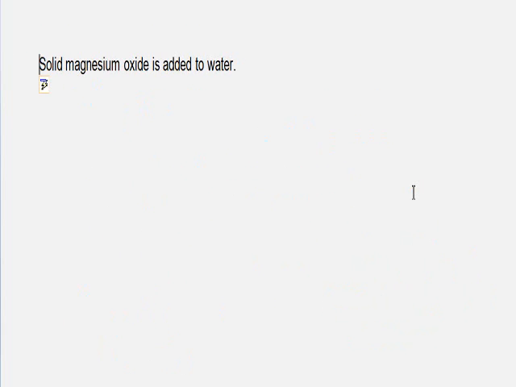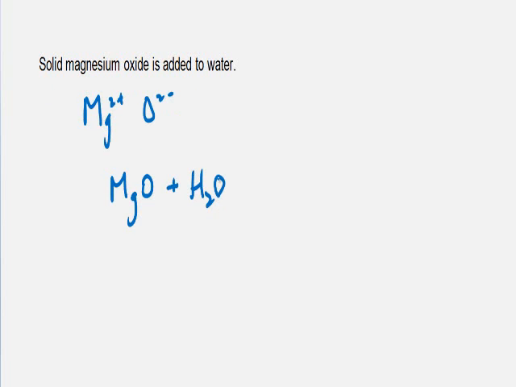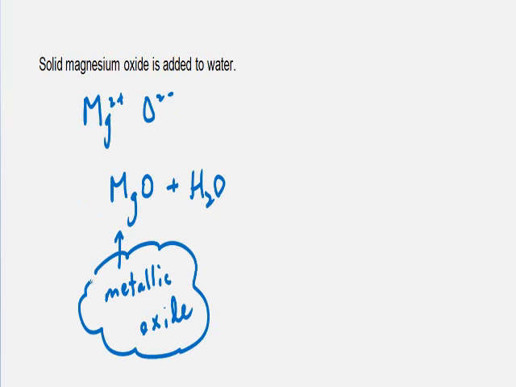Let's do another example. Here we have solid magnesium oxide. Now magnesium is Mg2 plus, oxygen's 2 minus, so magnesium oxide will be MgO. We're going to add that to water. Since magnesium is a metal, combined with oxygen here in a compound, that's a metallic oxide. We're mixing with water. This is going to make a metallic hydroxide or a base.